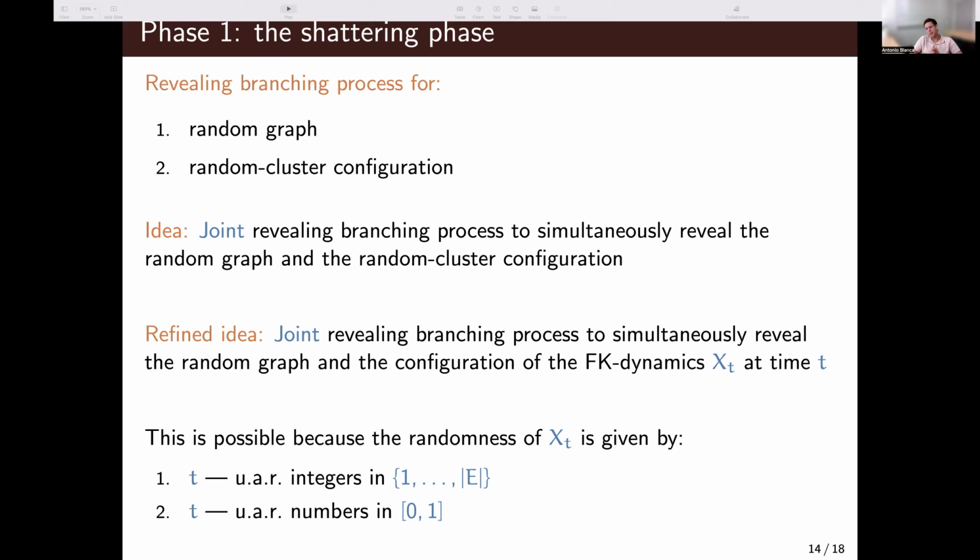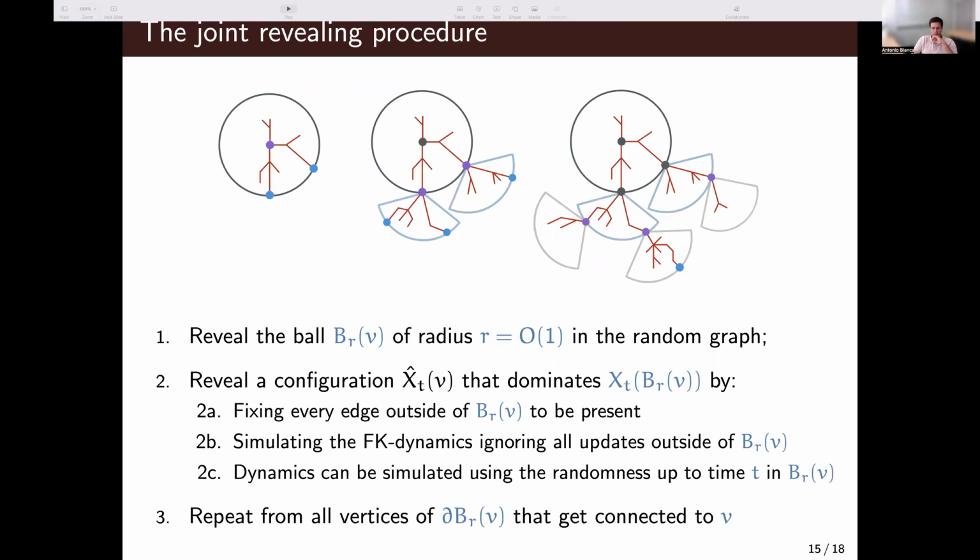And the reason this is possible is because we can generate all the randomness that the Markov chain is going to use right at the beginning. Let's say that we're going to look at time t. We can generate the t random edges that the chain is going to use, and the t random numbers between 0 and 1 that it is going to use to decide whether to add or remove the edge. Okay, so here is the high level idea of the branching process.